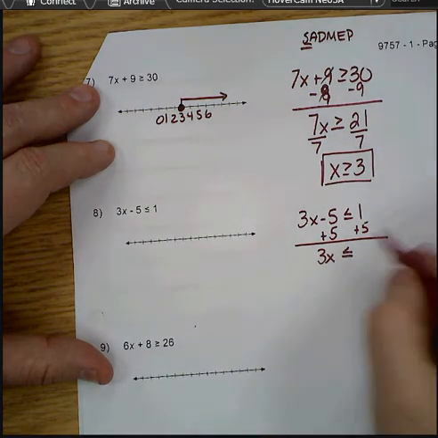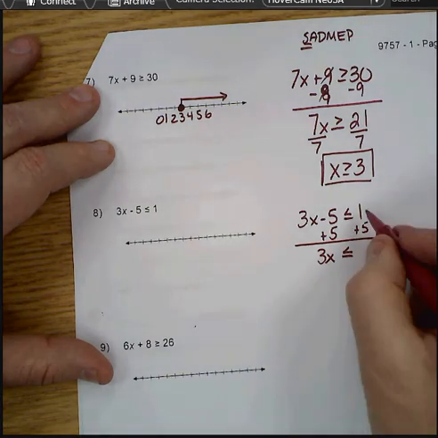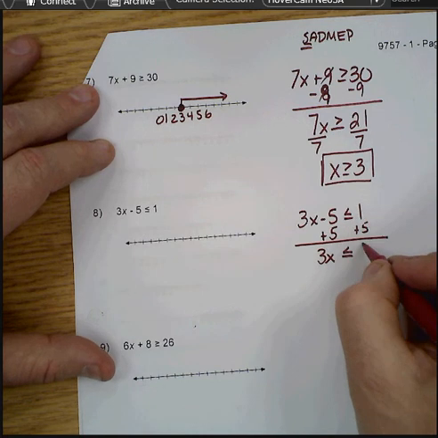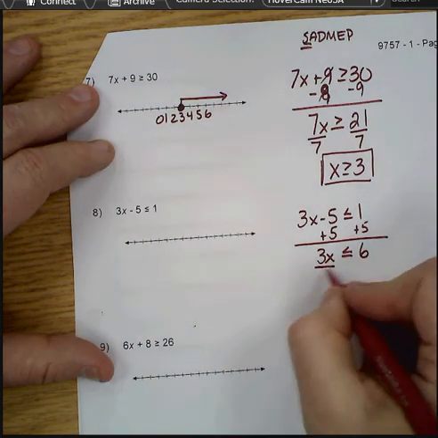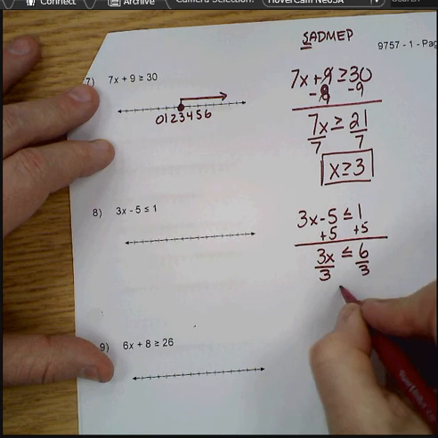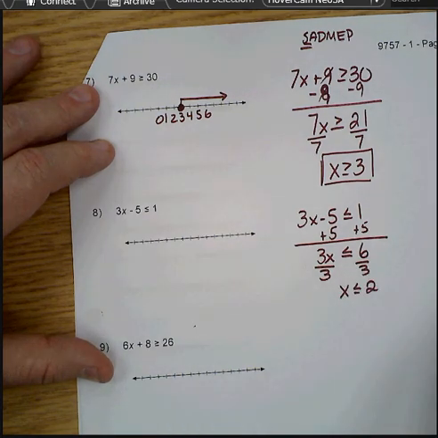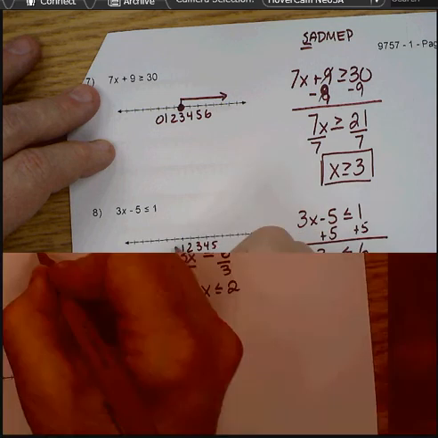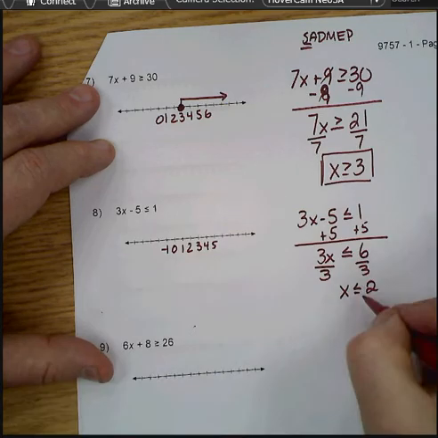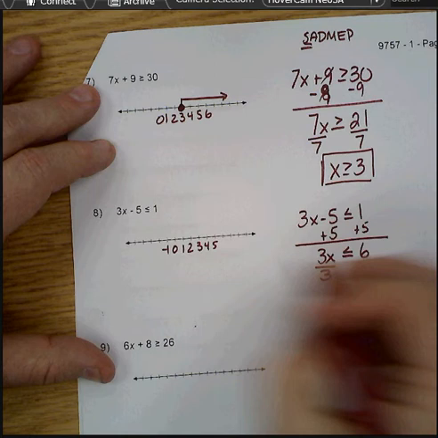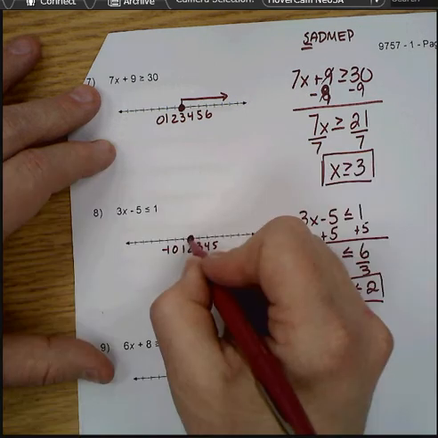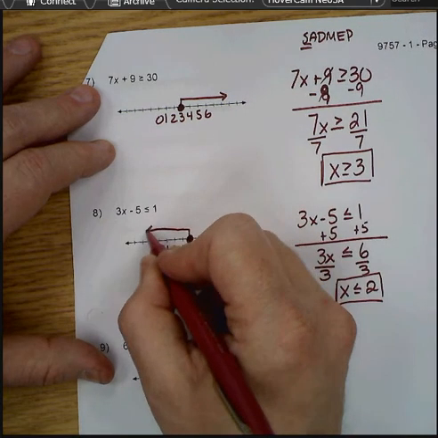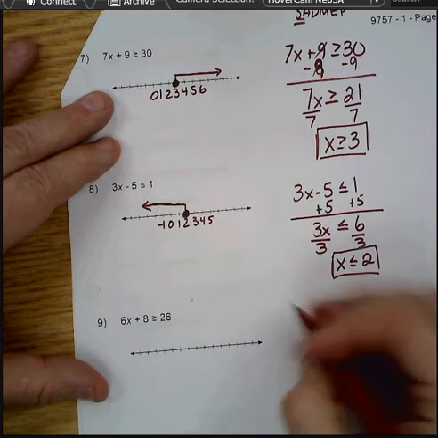On the left-hand side, that leaves me with 3x. There's my inequality symbol. It stays the same because I didn't divide or multiply by a negative. 1 plus 5, 6. I'm going to divide by 3, divide by 3. I get x is less than or equal to 2. So there's my 2, my 3, my 4, my 5, my 1, my 0, my negative 1. This is my answer. Less than or equal to 2 means I can include 2, and numbers less than it go this way. And then last question, number 9.